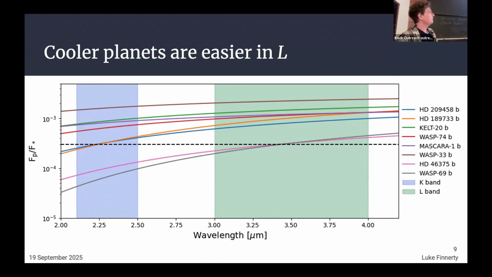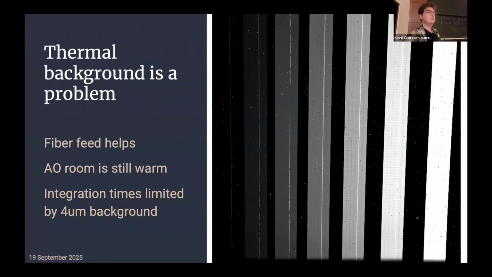But what you can see is that there's a number of planets that are in this too cool, tentative regime. They actually do get to contrasts that we can reliably detect out in the L-band. And even planets that we can detect in the K-band, their flux relative to the host star is better in the L-band. Now, the reason it's not quite that simple is the thermal background.